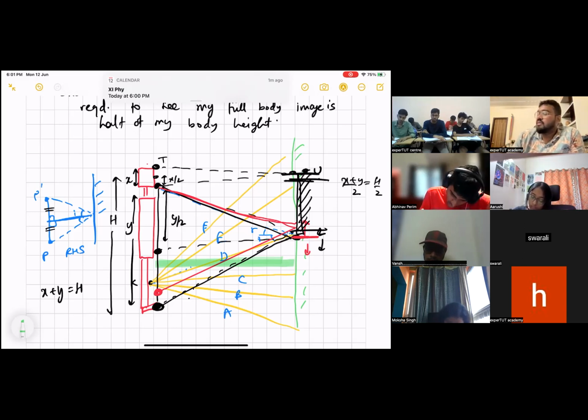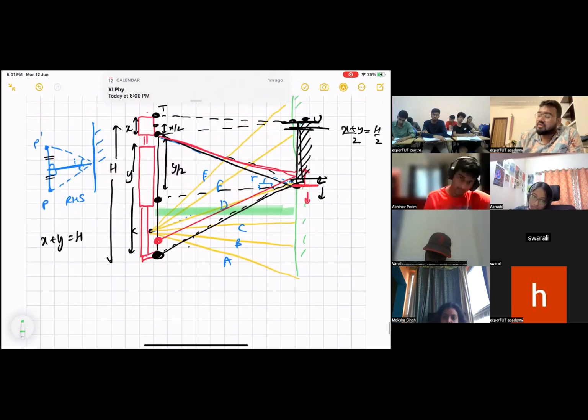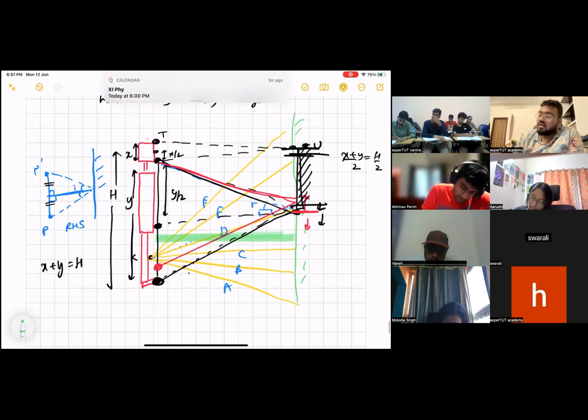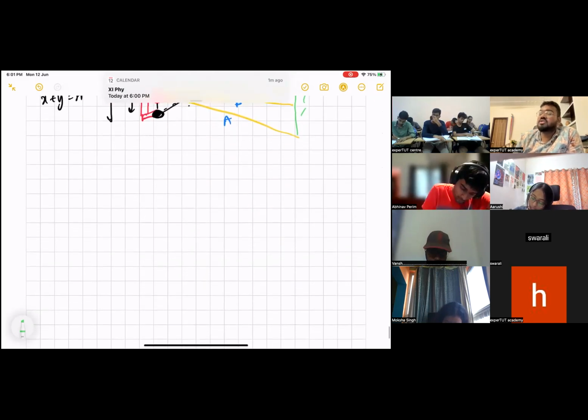Next thing is what happens when you have a curved surface. Plane surface is easy. You should also understand how an image is made. How are you able to see images? What is a virtual image? What is a real image? Suppose there is some object kept in front of a plane mirror.